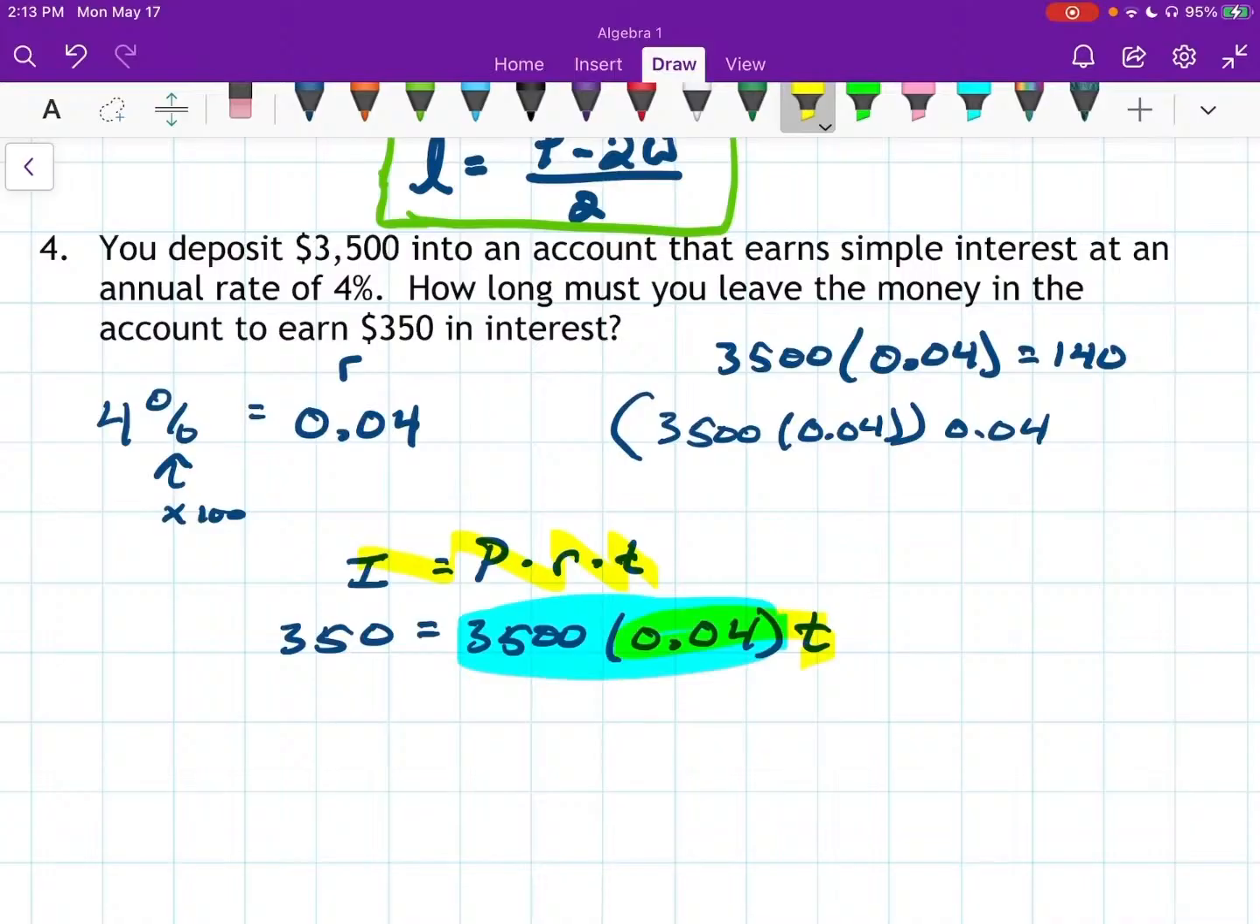Now solving for t, I'm going to take 350 divided by 3500, enter, and then I'm going to divide by 0.04, enter, and I got 2.5. So 2.5 years.